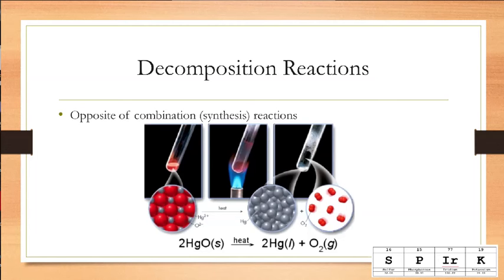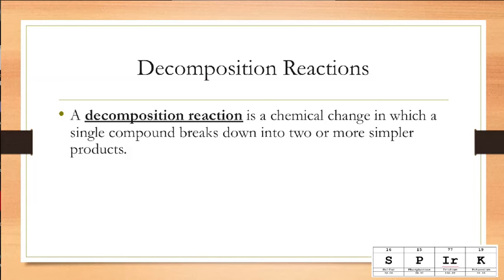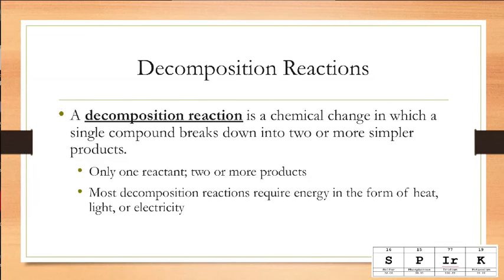So now the second type is decomposition reactions. And these are just the opposite of our combination reactions. So here we have 2HgO with a little bit of heat as the catalyst yields Hg and O2, 2 separate products. A decomposition reaction is a chemical change in which a single compound breaks down into 2 or more simpler products. There's only one reactant, and there's 2 or more products. Most decomposition reactions require energy in the form of heat, light, or electricity. So a little general reaction here is AB yields A plus B, the reverse of our combination reaction.